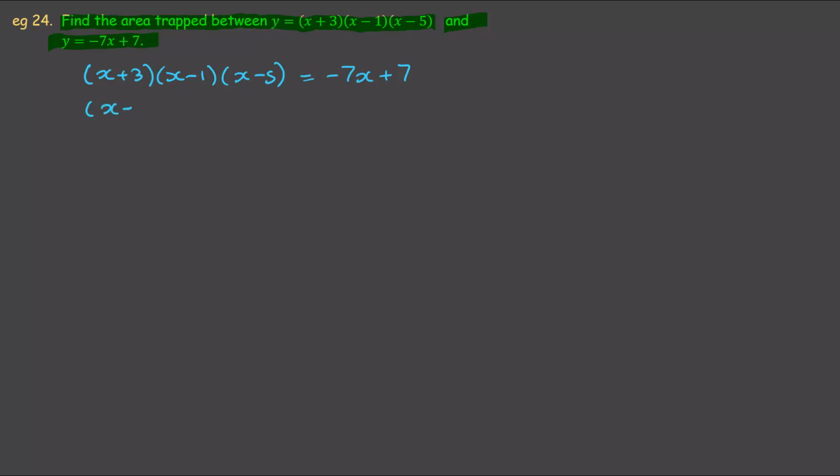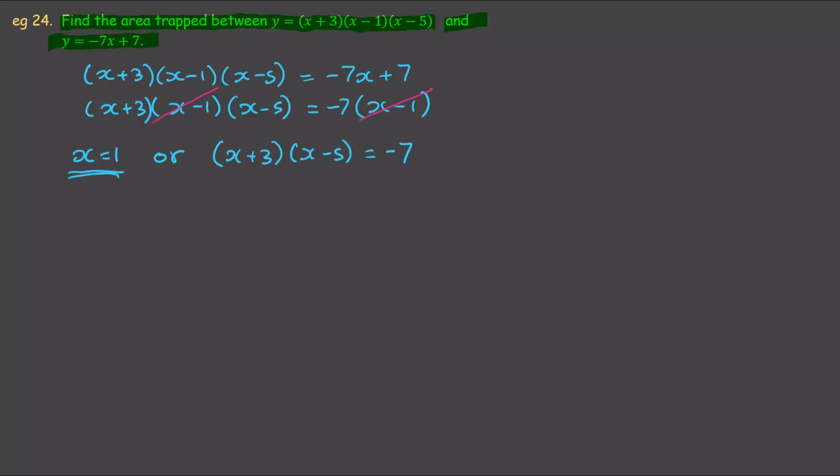And that is that we can factorize the right-hand side here by taking out a negative 7, and then we've got an (x minus 1). And provided x isn't equal to 1, we can cancel that out. So we can say, well, x is equal to 1, or (x plus 3)(x minus 5) is equal to negative 7. And then we can go ahead and solve the quadratic that we now have in order to find the other two intersections. So x equals 1 will be one of them.